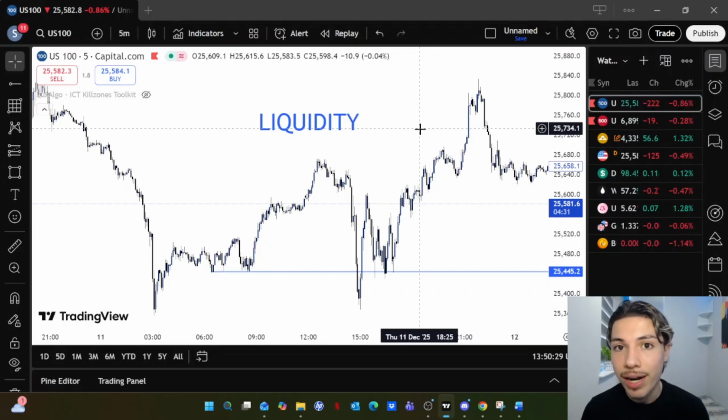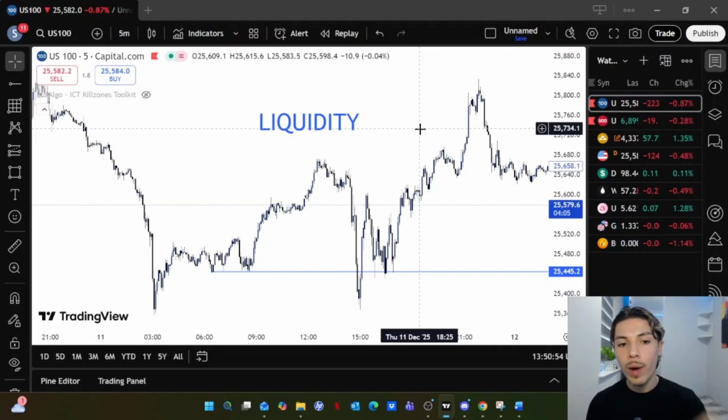Liquidity typically rests below lows and above highs. So in trading, when you're looking at the charts and you see a low and you see a high, just know that there is liquidity resting below that low and there is also liquidity resting above that high. And if price wants to make a move, it needs to gather that liquidity, gather those resting orders, gather those pools of money before making those big moves.